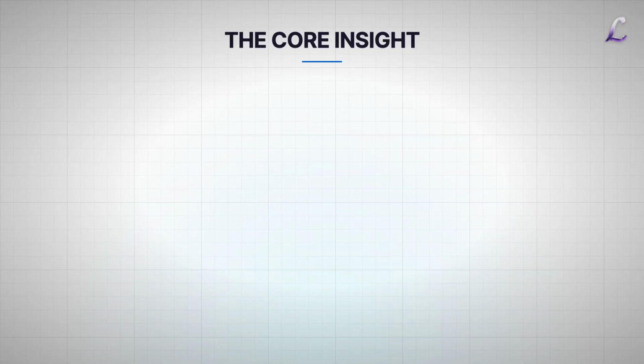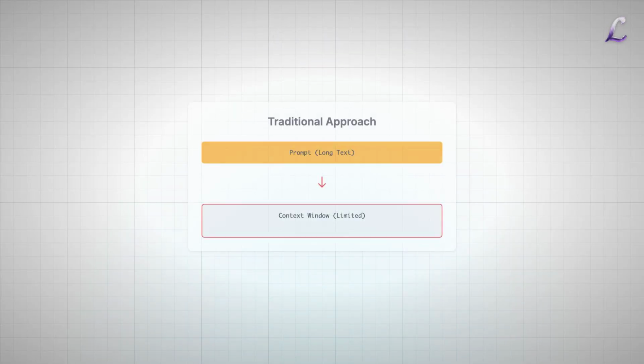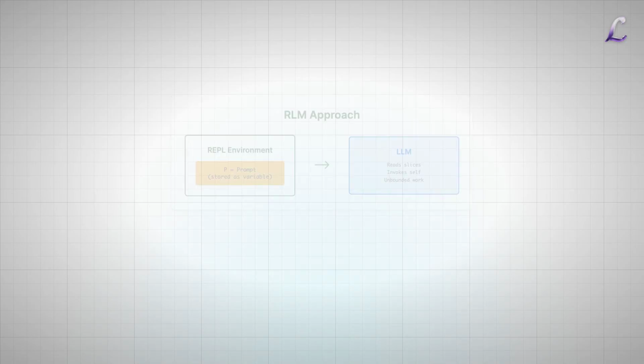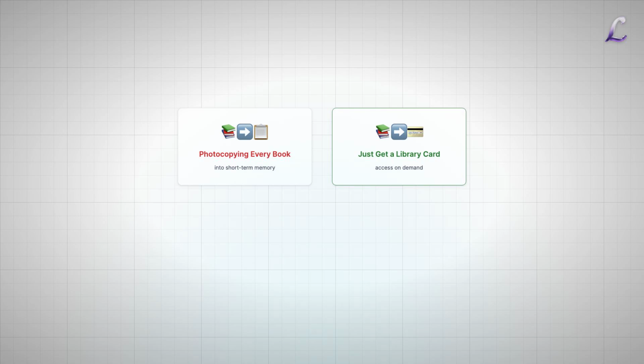The insight is deceptively simple. Stop trying to stuff the prompt into the context window. Instead, treat the prompt as an external environment variable. The LLM shouldn't ingest the text. It should interact with it through a read-eval-print loop, a REPL.